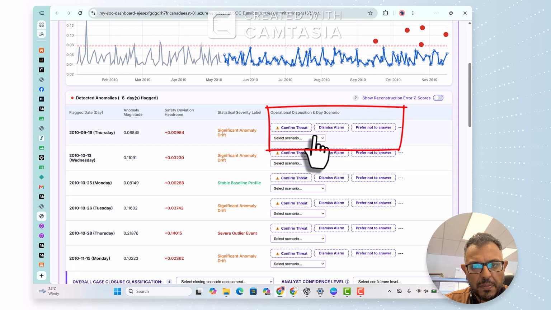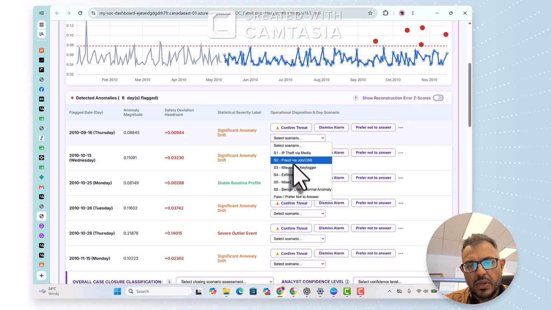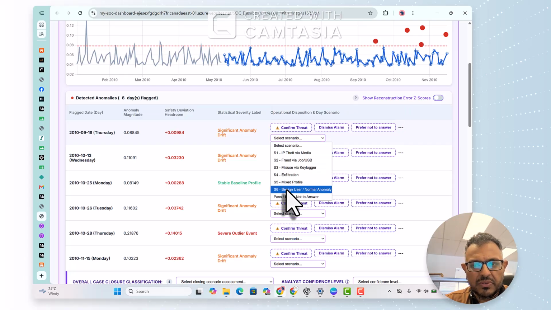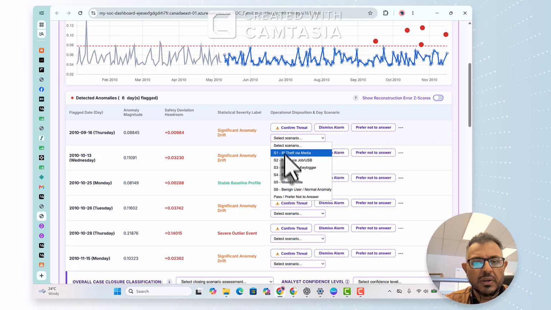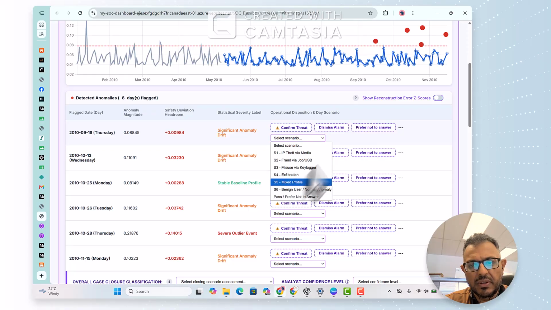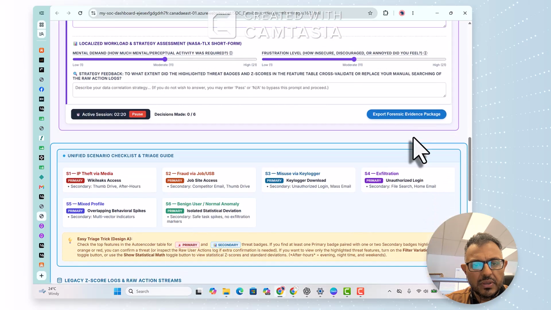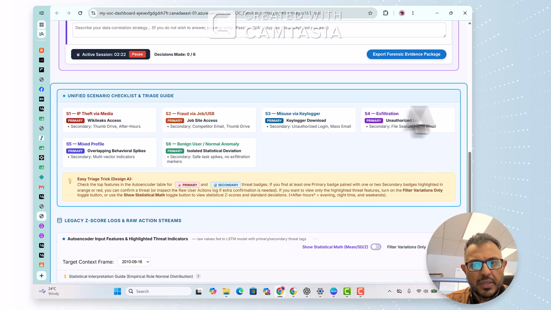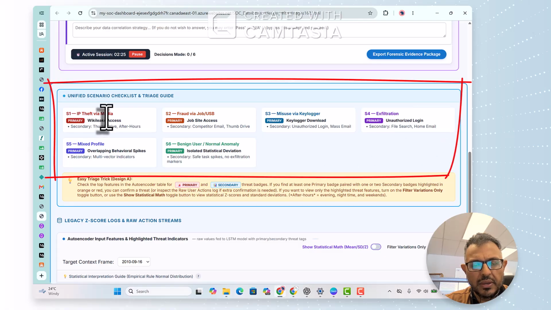And then the fourth part that needs answering is selecting a scenario. In this case, we have to select amongst the 6 scenarios that we believe this threat belongs to. What are these 6 scenarios? These 6 scenarios are listed right here, and they belong to the categories that have been defined, like IP theft, fraud via job, misuse, etc. So amongst these 6 scenarios, we have to choose one for this alarm.